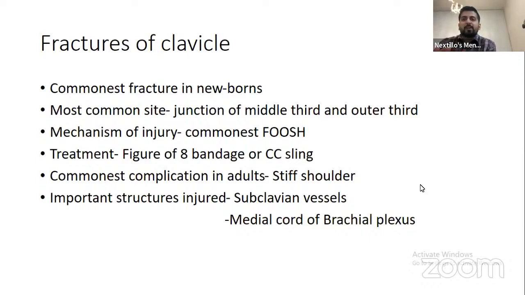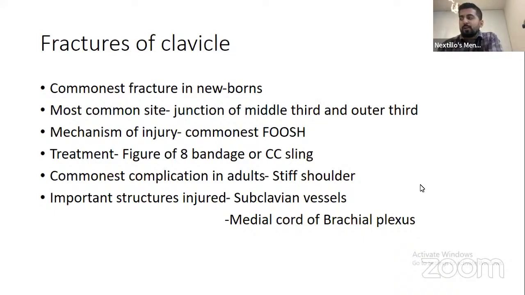Now, the treatment of the clavicular injuries is usually by figure of 8 bandage or CC sling. CC means cuff and collar sling. The commonest complication in adults in these fractures is stiffness of the shoulders. And the important structures injured in these injuries are the subclavian vessels and the medial cord of brachial plexus.